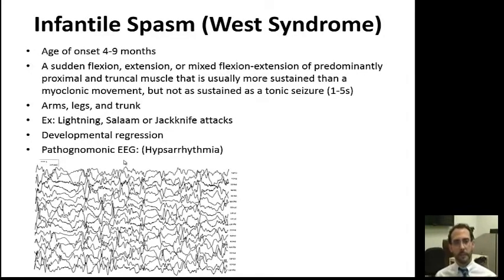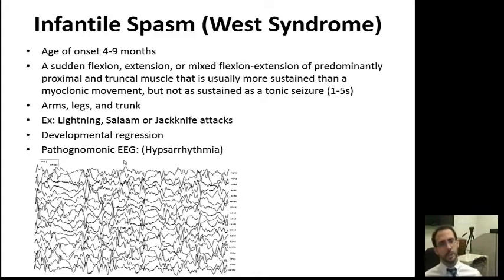In regard of infantile spasm, this one is a little bit tough entity for kids, and one of them is called West syndrome. It's a very aggressive, I would say, entity. Age of onset is typically between 4 to 9 months.